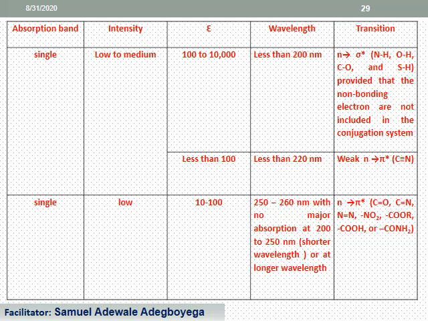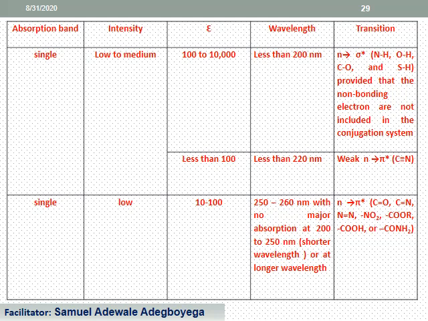Now we try to give a table of values, which is not commonly available anyway, but we just managed to extract that from previous literature. We have a column for absorption band, the intensity of absorption, the molar absorptivity, and wavelength, and the type of transition that may be possible around that area. If you have a single absorption band and the intensity is low to medium and the molar absorptivity is between 100 to say 10,000, and the wavelength is less than 200 nanometer.